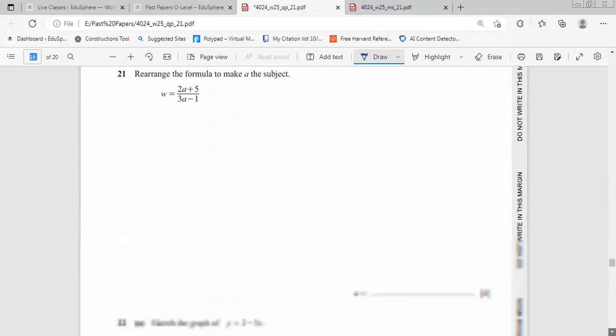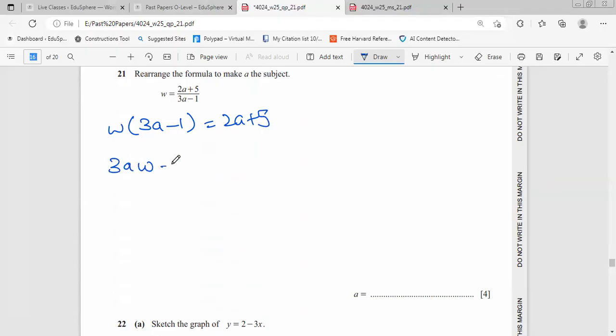Okay. Now moving on to this one, we arrange to make A the subject. So first we are going to shift it to this side. So W into 3A minus 1 equals 2A plus 5. W3A, we will first expand it. It will be 3AW minus W equals 2A plus 5. We will be taking this 2A on this side. So 3AW minus 2A equals 5 plus W.